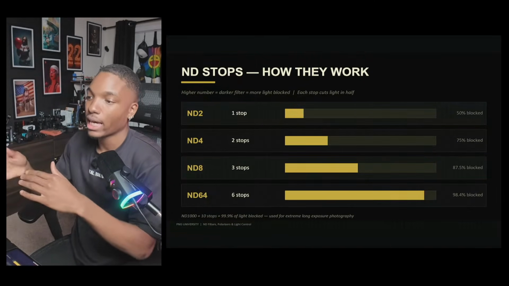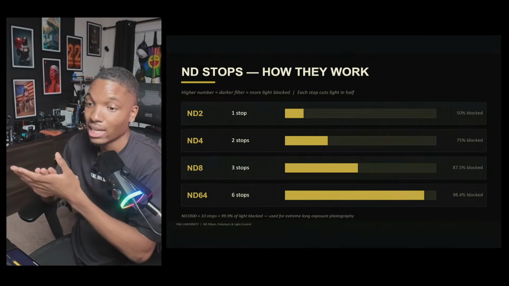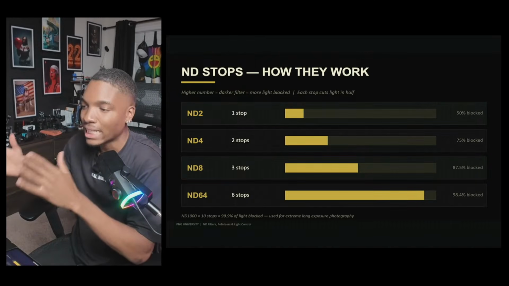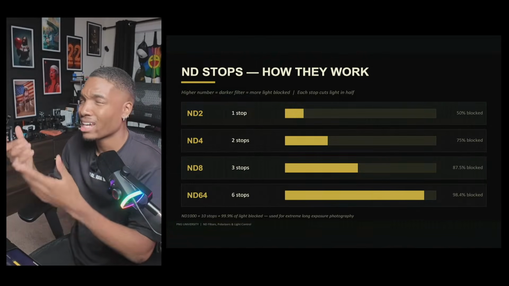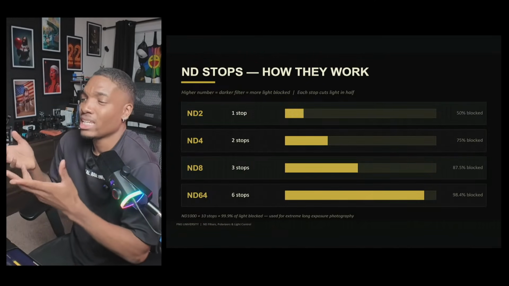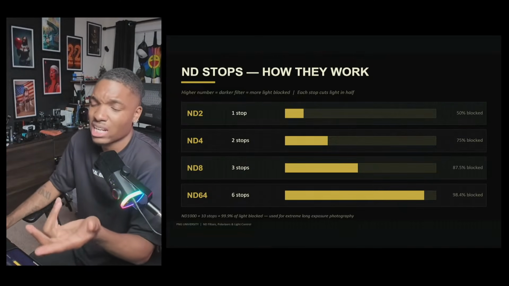So ND 1000 has 10 stops, which is like 99.1%. You guys might see an ND 1000 or a 3 to 1000. It has 99% light being blocked, which you literally never need. You don't really ever need to block 99.9% of it, because at that point just use a damn lens cap, because you're not seeing anything anyways.